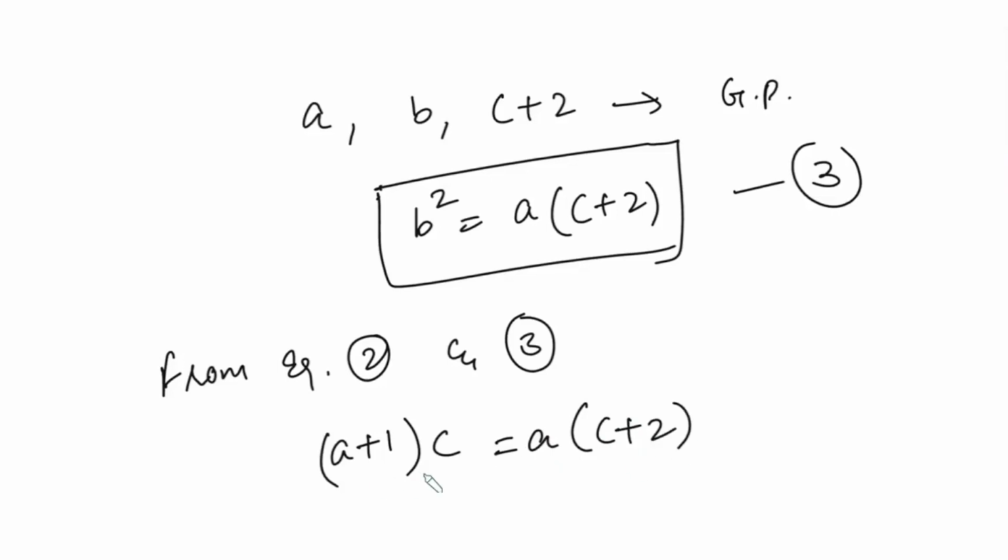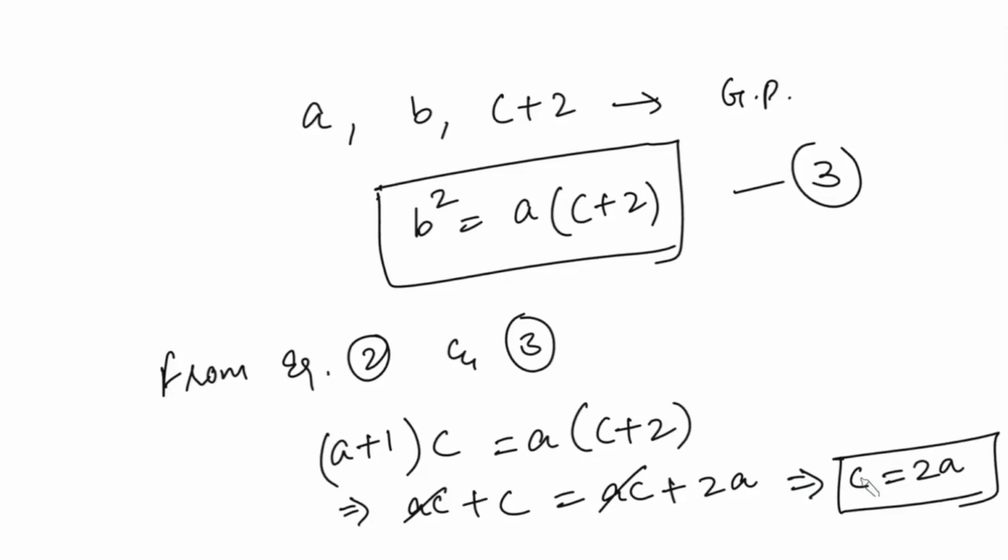So if we solve this, we get AC plus C is equal to AC plus 2A. We can cancel out AC. That means C is equal to 2A. So we got one more piece of information that C is equal to 2A.